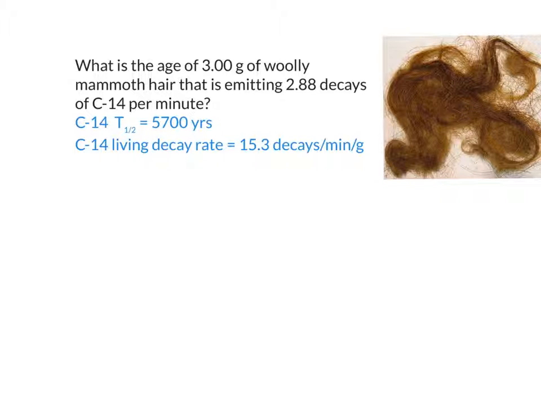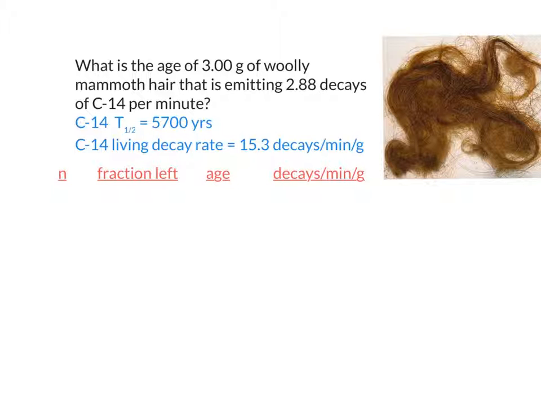I have given you two of the values that you will be receiving on all quizzes and tests, so you do not have to memorize them: the half-life of carbon-14 and the carbon-14 living decay rate. So let's get started. The first thing I've done here is to set up part of the table that I might use to solve the problem. I really don't need the first two columns, n, or number of half-lives, and the fraction left, but I'm going to put them in anyway, just so you can see how these problems might end up working.